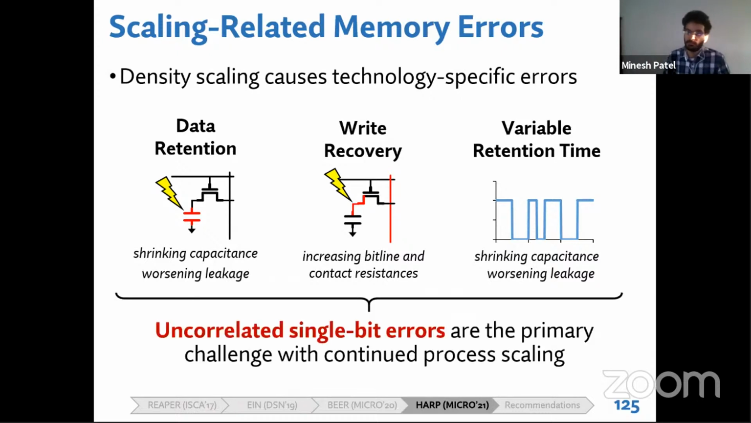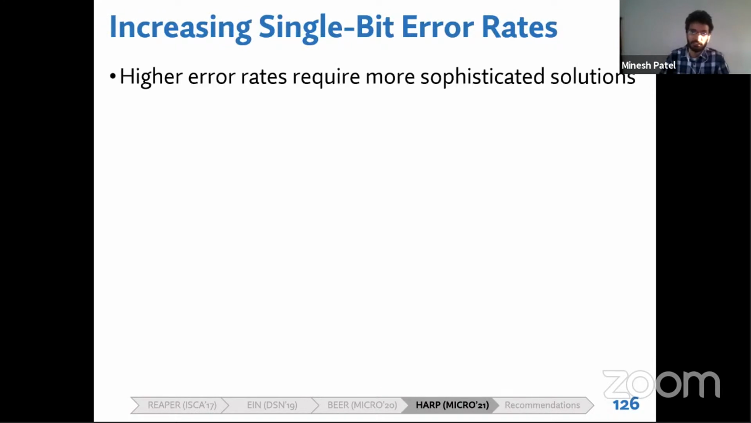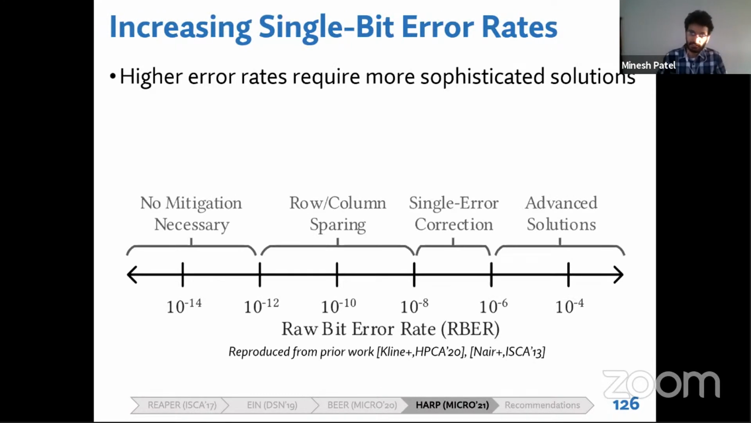Now, the key point that I want to make here is that each of these error mechanisms manifests as uncorrelated single-bit errors. And these represent the primary scaling challenge for continued DRAM technology scaling today. As error rates continue to increase, we typically need more and more sophisticated error mitigation solutions. Here's an illustration of the types of error mitigation mechanisms that are suitable at different error rates.